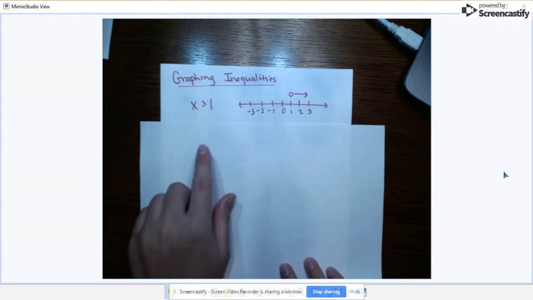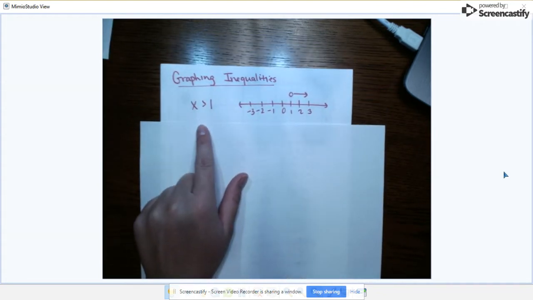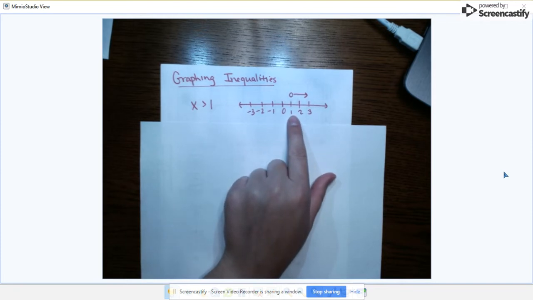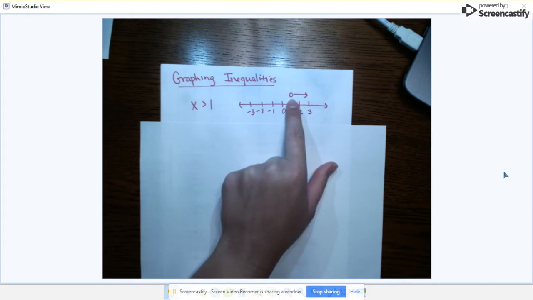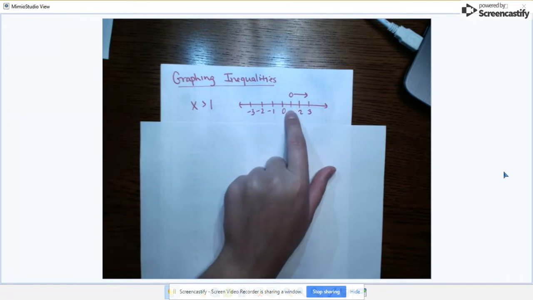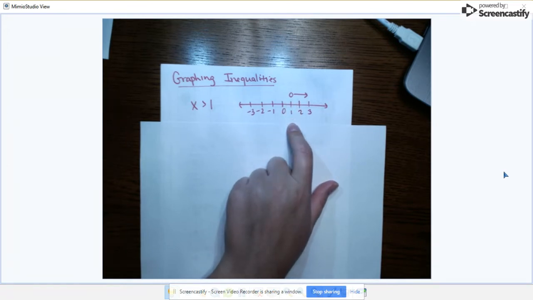So here's an example. We have x is greater than 1. We graph on a number line. So here is the value x equals 1. Greater than would mean anything to the right. And since it's not equal to, we have to have an open circle because it cannot be equal or touching the value 1.